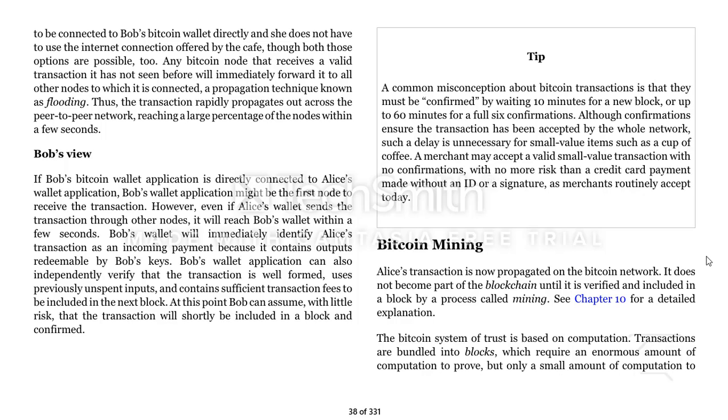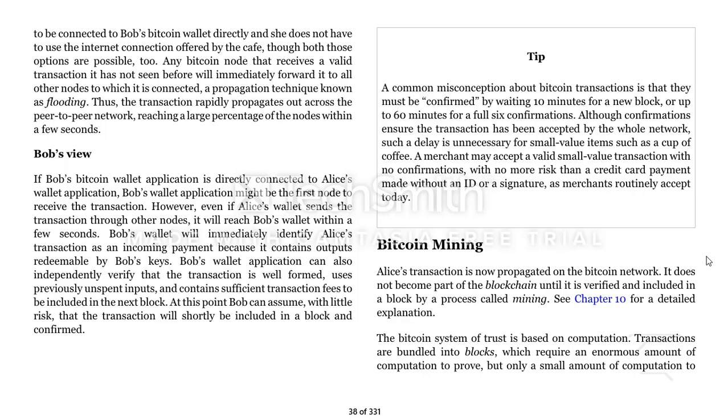Bitcoin mining. Alice's transaction is now propagated on the Bitcoin network. It does not become part of the blockchain until it is verified and included in a block by a process called mining. See Chapter 10 for a detailed explanation. The Bitcoin system of trust is based on computation.